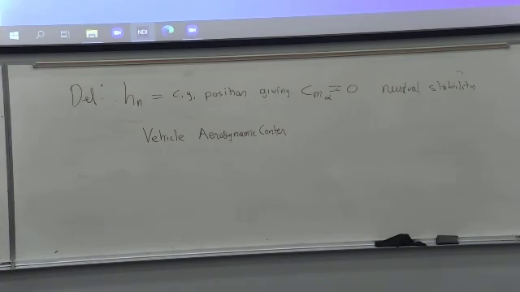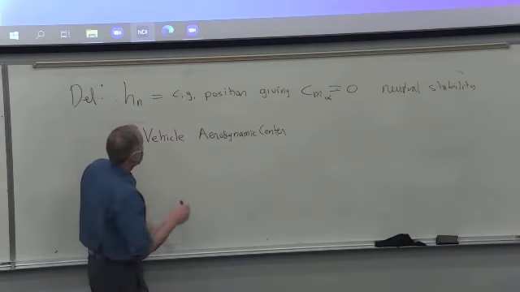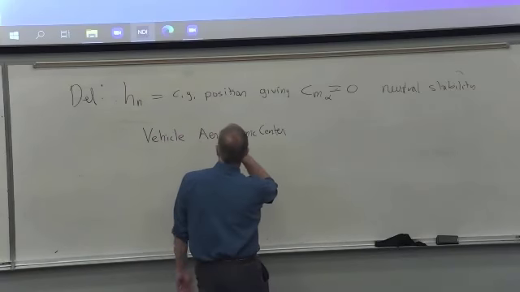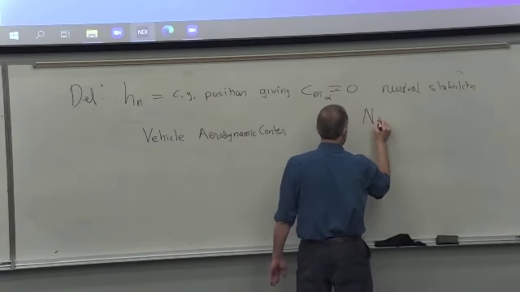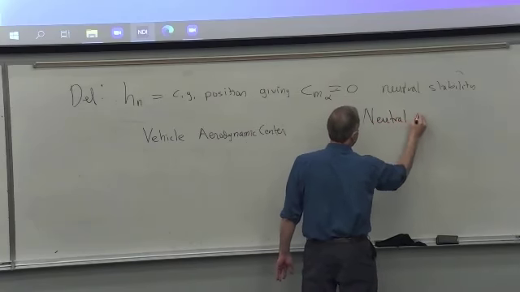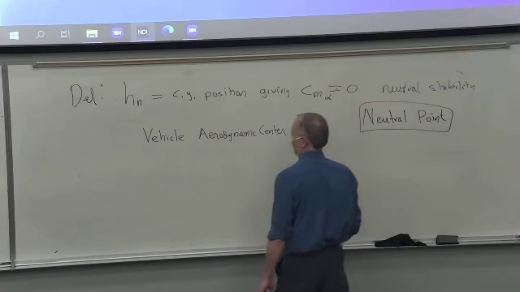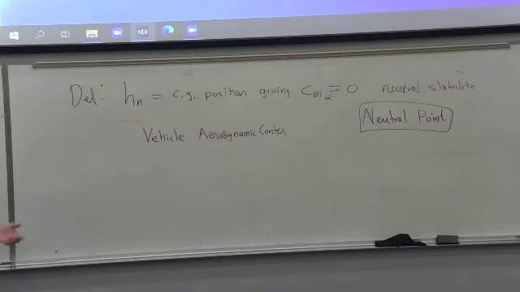Same deal here. We've said this is where the pitching moment doesn't change with alpha for the entire airplane. So it's the vehicle or the entire airplane aerodynamic center. But we call it the neutral point. Let's see, CG position given that gives neutral stability. So this is the neutral point. That's what it's called. But you may hear somebody saying, well, that's the vehicle aerodynamic center. They're just talking about that spot.